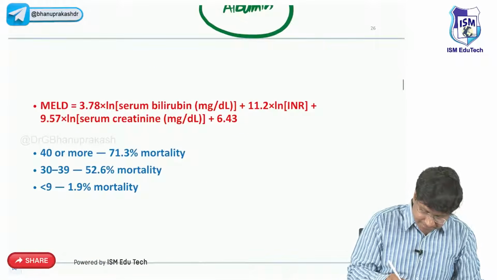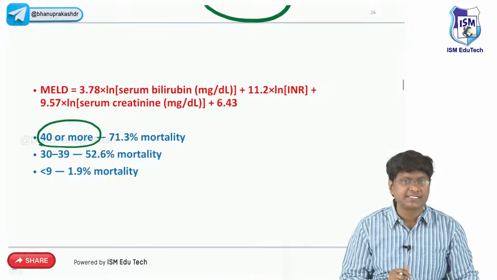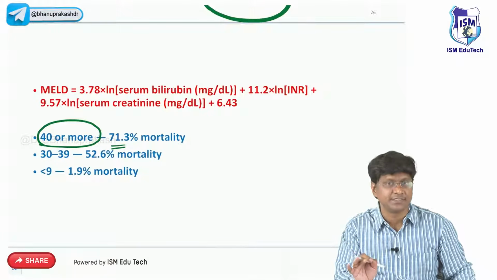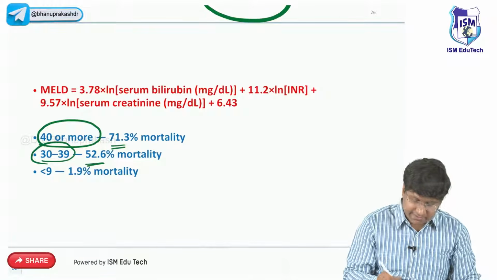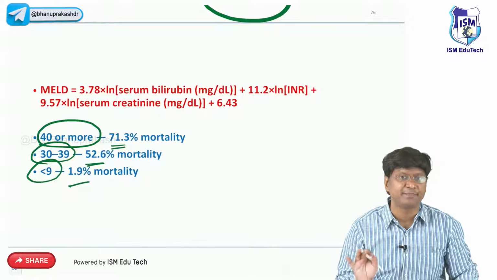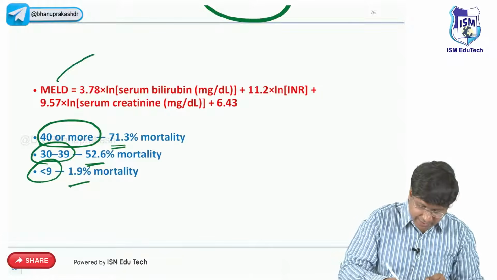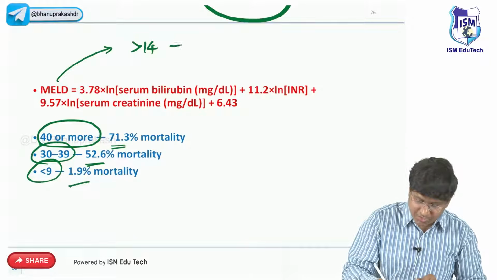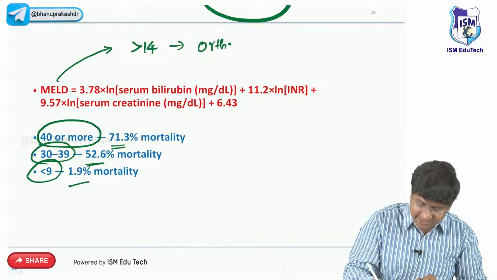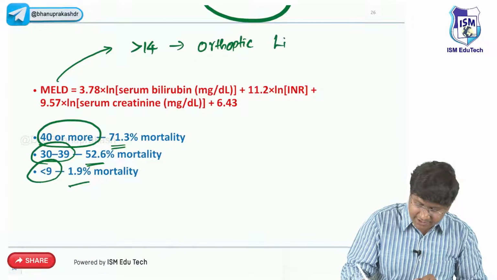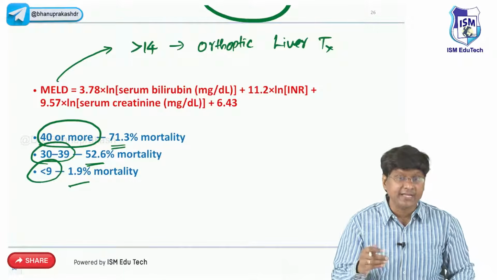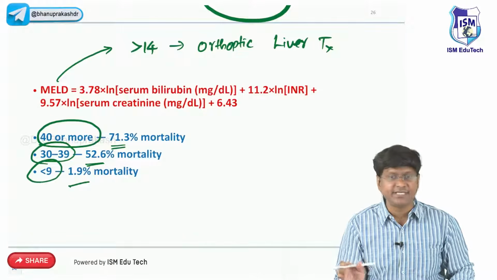If the MELD score is 40 or more, then the chance of mortality is 71.3%. If the MELD score is 30 to 39, mortality is 52.6%. And if the MELD score is less than 9, the mortality is 1.9%. When you calculate the MELD score and it is more than 14, the patient is a candidate who has to undergo liver transplantation, that is orthotopic liver transplantation. Okay, and in orthotopic liver transplantation, HLA matching is not mandatory.